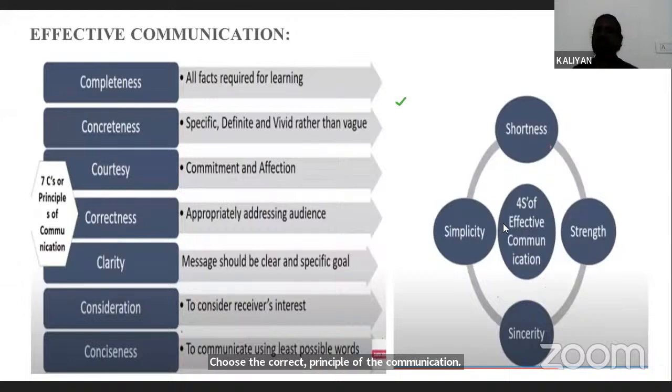And the 4 S's of effective communication: simplicity, shortness, strength, and sincerity. These are the 4 S's of effective communication. Simplicity means using simple words. Short means very short length. Strength means the message is clear and gives clear understanding. Sincerity means giving affection with the correct message or to the sender. So these are the 4 S's of effective communication.